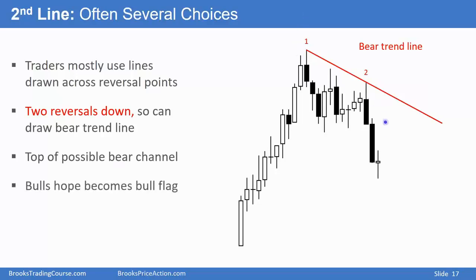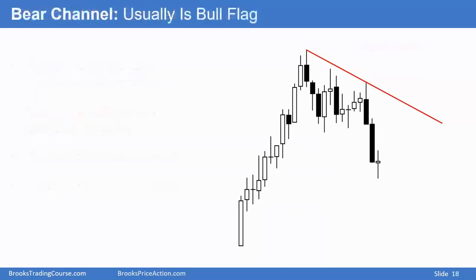Bulls see the bear channel and they hope that the bear channel is a bull flag, looking for two legs down, one pullback, two, and bulls are hoping this bear breakout fails and is followed by trend resumption up. So bull trend, pullback, and then resumption of the trend. Bears are hoping for bull trend, double top, and the start of a bear trend. A bear channel, I always think of it as a bull flag. The odds are it's going to get a bull breakout at some point.